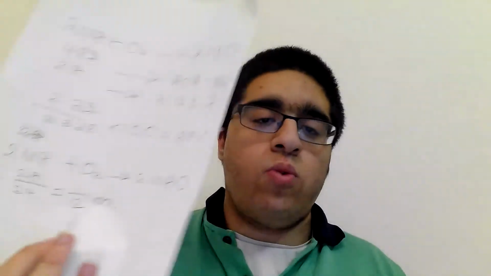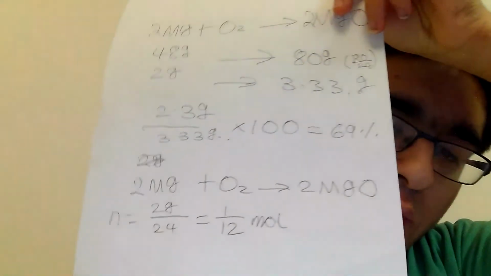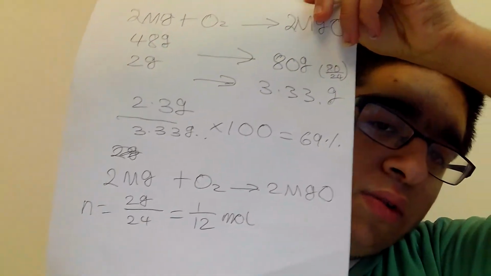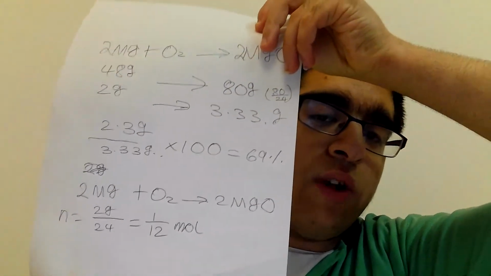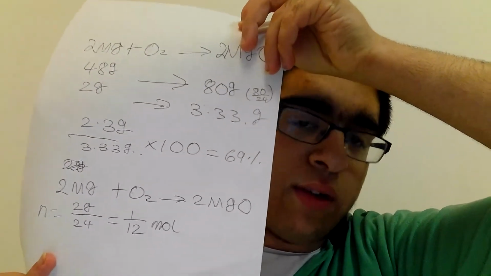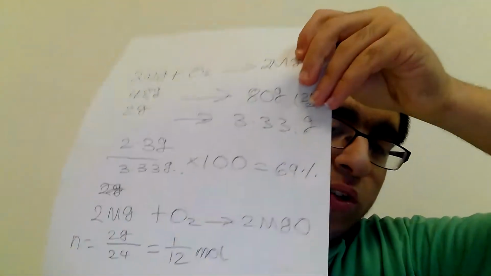1/12 mole. So I have 1 over 12 mole. I think it's better to write it as 1 over 12, because I did 2 over 24 to work out the number of moles of magnesium. Now, because it's a 1-to-1 ratio, you can see 2 Mg produces 2 MgO from the balanced equation. It means the number of moles of MgO equals 1 over 12.